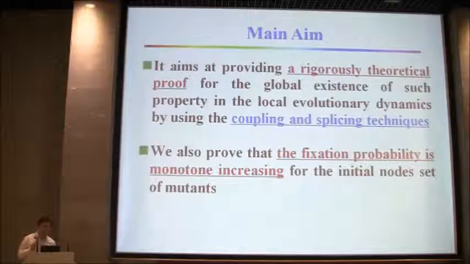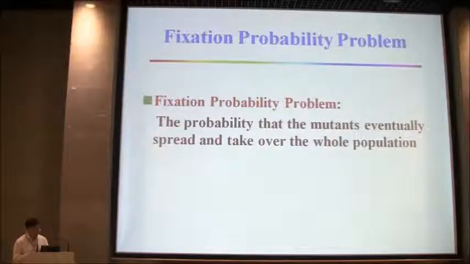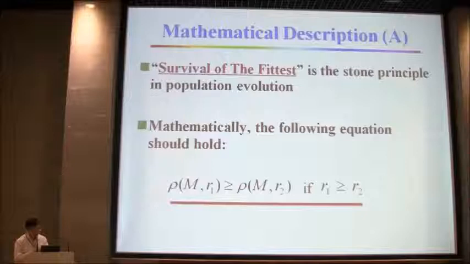We would like to give a rigorous theoretical analysis of this critical probability analysis. We also proved the fixation probability is monotone increasing for the initial node set of the mutants. So we will quickly mention this is the fixation probability problem. We have just talked about this problem: the probability that the mutants eventually spread and take over the whole population. And then we will quickly reveal the proof.